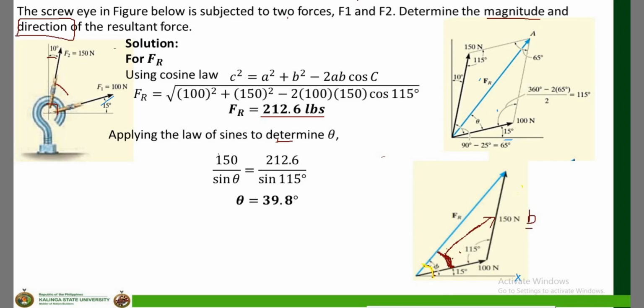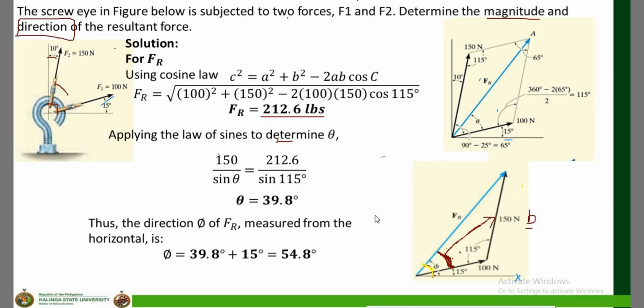So how can we solve that one? Now looking at that diagram, the angle phi or the direction of FR is equal to 39.8 degrees plus 15 degrees, and that is equal to 54.8 degrees. This is the final answer.